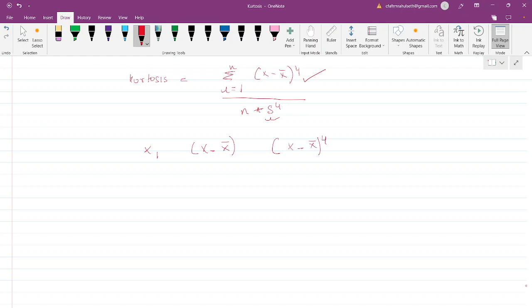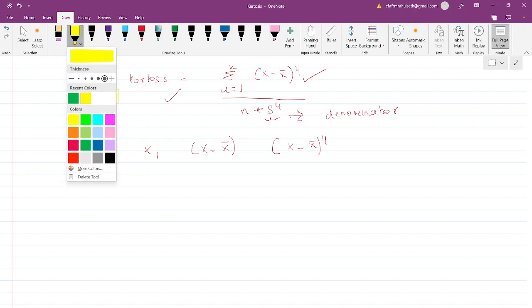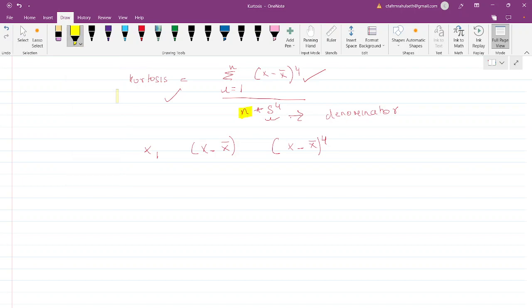4, right? So notice guys, the denominator and the numerator of this particular ratio are always going to be positive, right? The denominator is going to be positive because your n, which is the number of observations, is always positive. And your standard deviation, as we all know, is positive, right? And if I raise a positive number to the power of 4, it's still going to be positive.